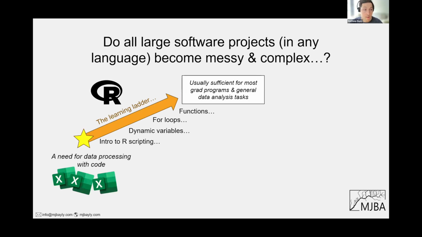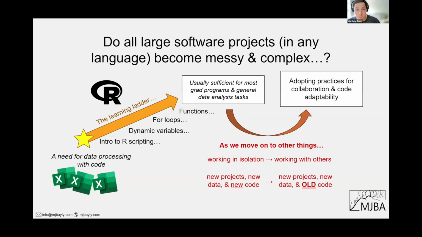Think about the R learning ladder and pathway too. As others have mentioned here, we get introduced to R. We're doing lots of data analysis in Excel or whatever, and then we move to R scripting, start thinking about dynamic variables, for loops, functions, and so on. We get to this point where we're proficient in R, but it's just enough to get jobs done in isolation. And then usually at some point, we use R in grad school or in a job, and then eventually we move on to other things.